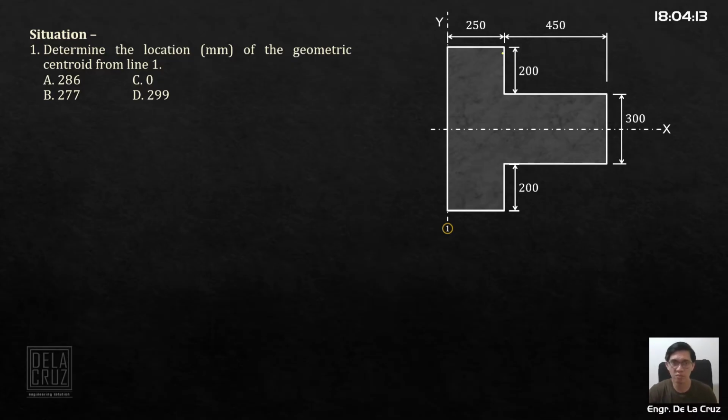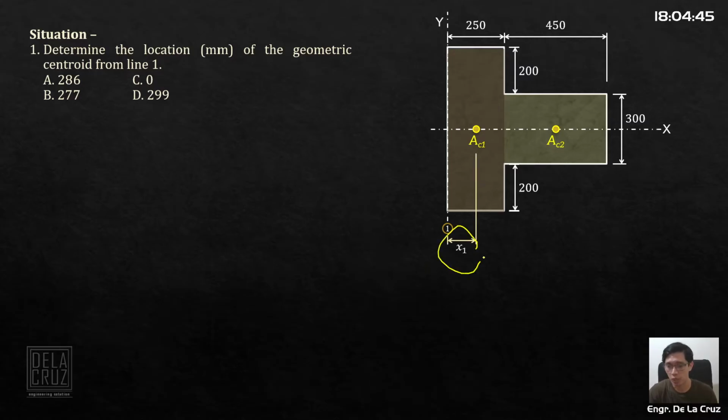What I will do here is cut our section into two rectangles. First, this shaded one, I'll call it area of concrete 1. This one is area of concrete 2. We will use Varignon's theorem. We want the location of the geometric centroid from line 1 or from the y-axis. Then we need the location of the corresponding centroid of each concrete section from that y-axis.